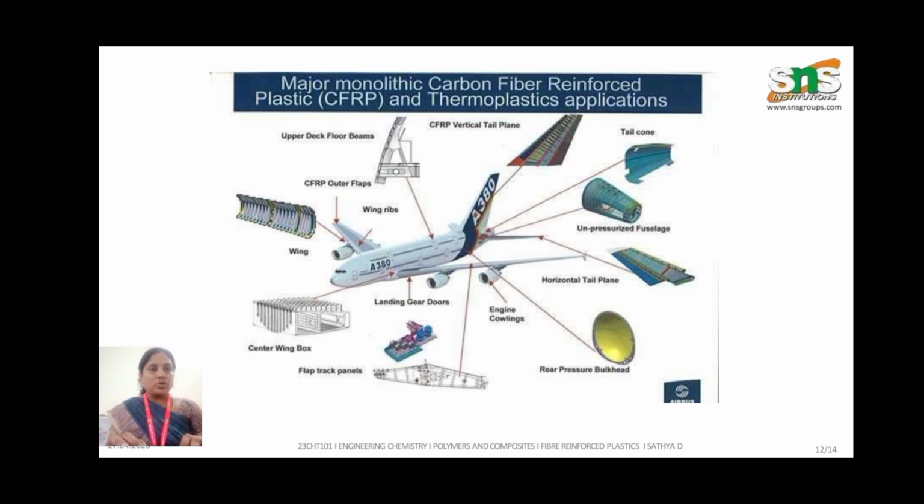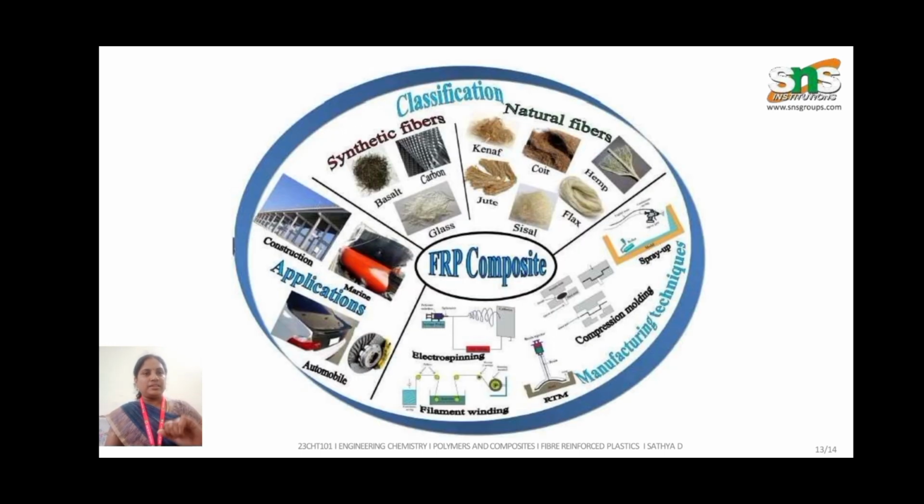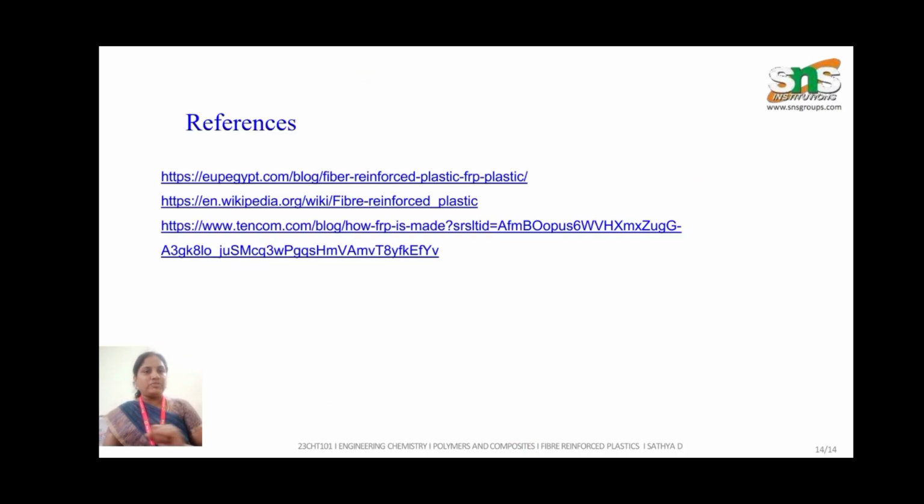These are the major carbon fiber reinforced plastics and their applications, and the classification of the different types of FRP. FRP is used in a lot of industries. So we conclude that FRP is the main composite material, made by combining a polymer matrix with reinforcing fibers. The fiber provides high strength and stiffness, and the plastic material binds the fibers together and protects them from the environment.